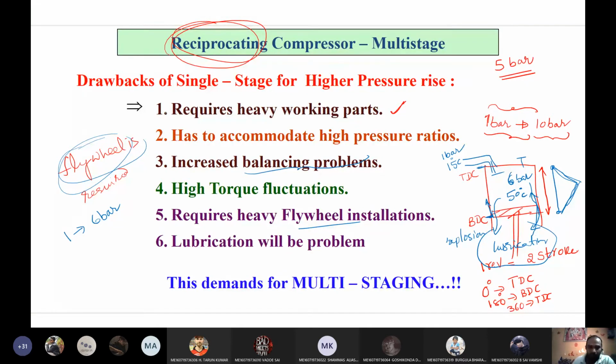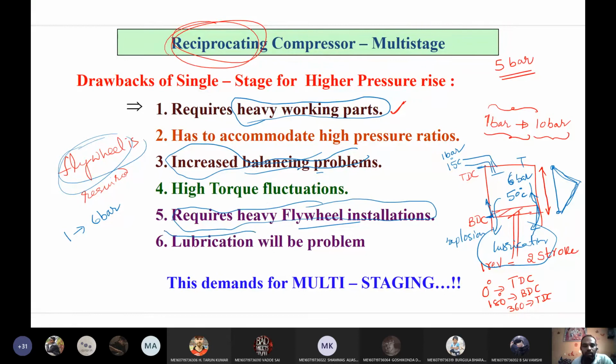First problem: for a higher pressure rise, it requires heavy working parts, meaning a bigger size of piston and cylinder. With a bigger piston and cylinder, balancing becomes a problem, therefore a bigger flywheel is required. The second problem is lubrication. Because of the high temperature developed, the lubricating oil may not be able to extract the heat developed between the piston and cylinder.